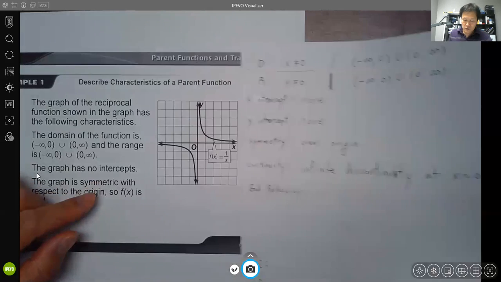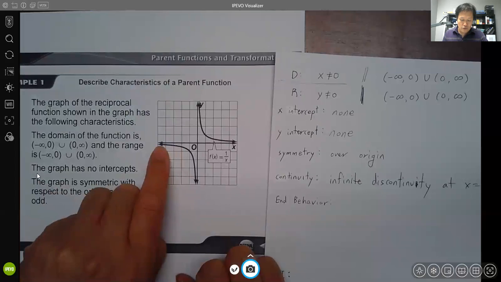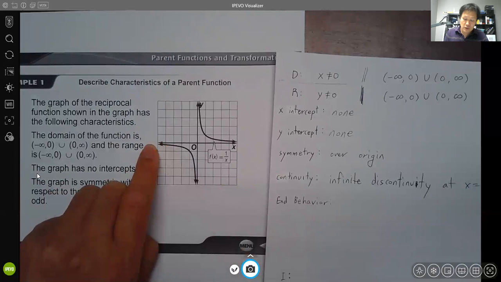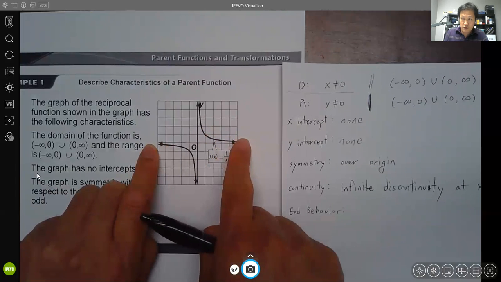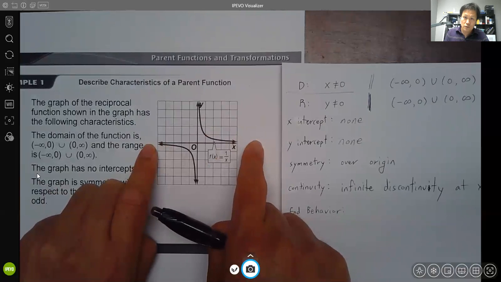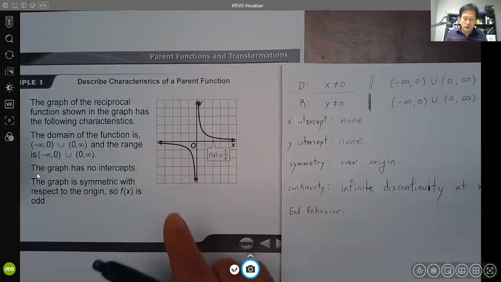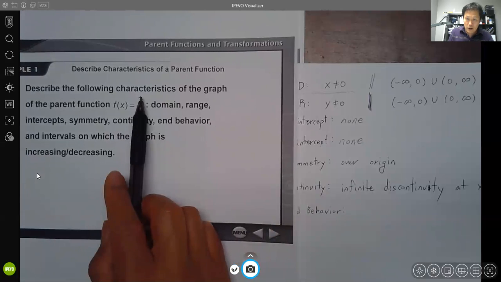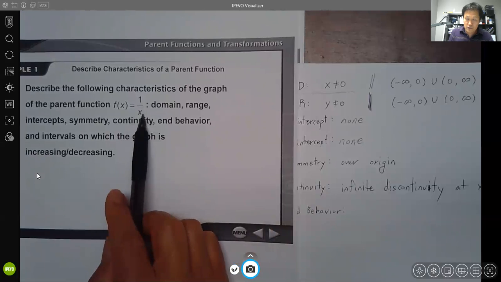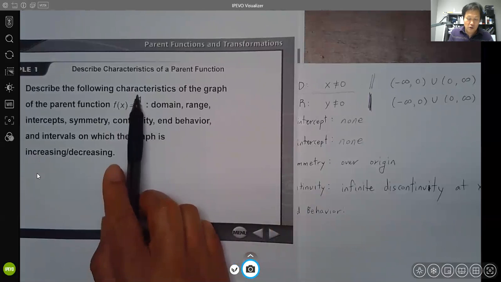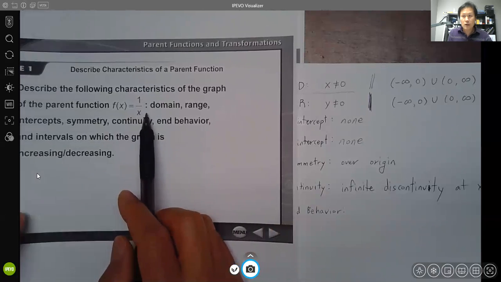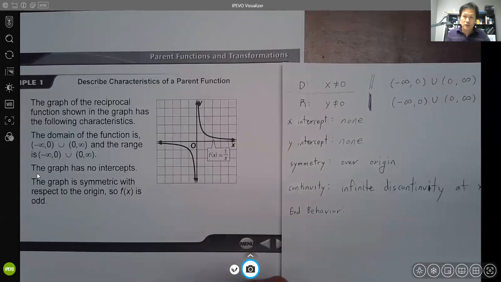And the behavior. Okay, as you go to the left, what happened to the y? It approaches 0. Okay, as you go to the right, what happened to the y? It approaches 0. So if you remember my shortcut, you compare the power of x in the numerator and denominator. The power of x on the bottom is the first power. The numerator doesn't have x, that means x is 0 power. So we have a higher power on the denominator, then you will have a horizontal asymptote at 0, meaning end behavior will always be 0.